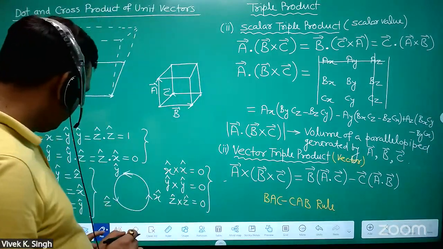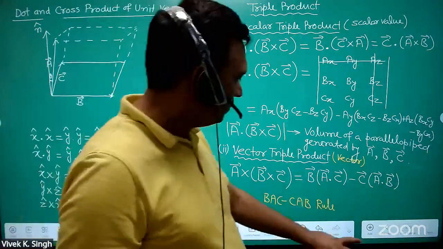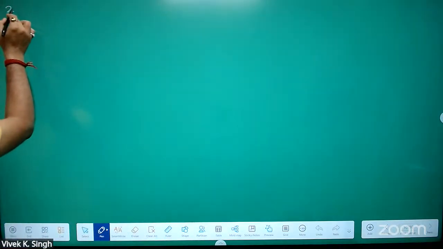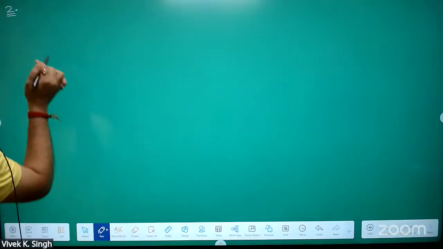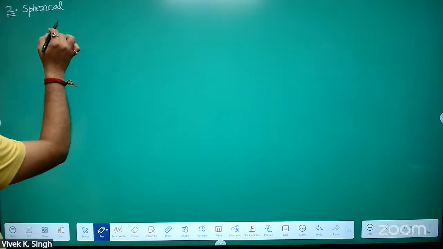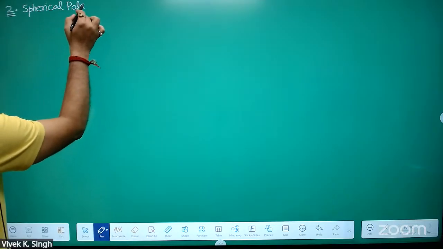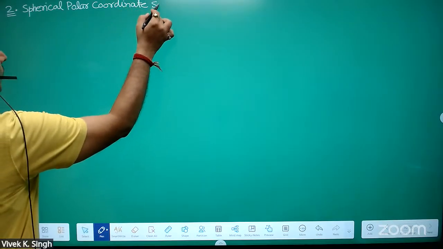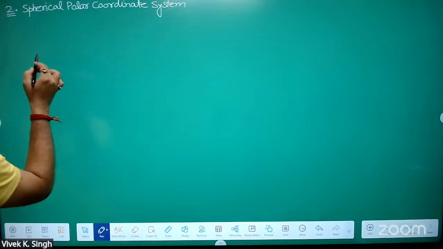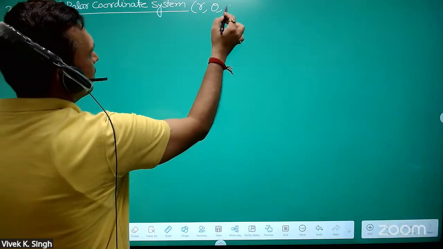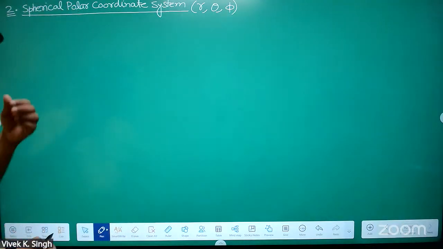Now we will see, let's talk about the spherical polar coordinate system. Here coordinates are r, theta, phi.